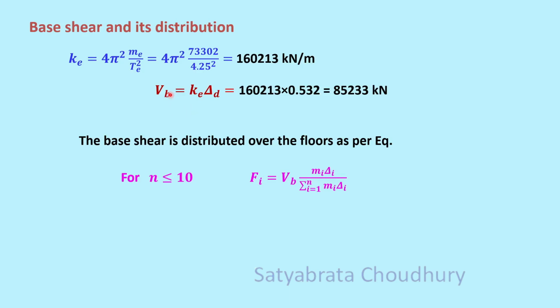And base shear, or force, equals stiffness into displacement. So our stiffness is Ke and displacement is delta D, the design displacement. So it comes as 85,233 kilonewton. This is your design base shear.